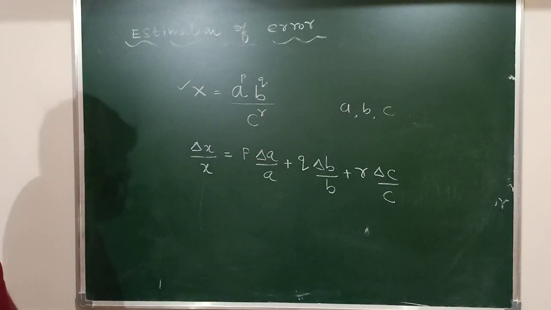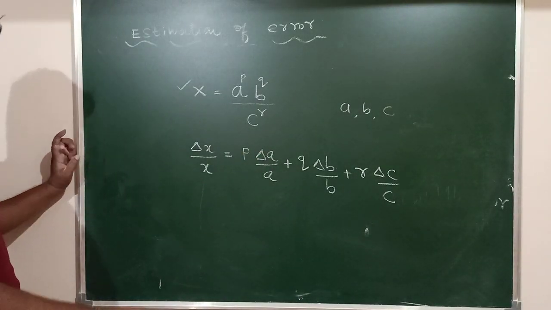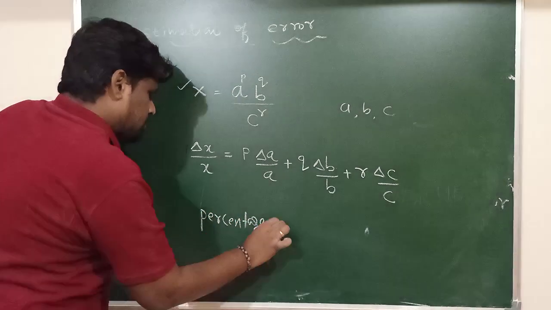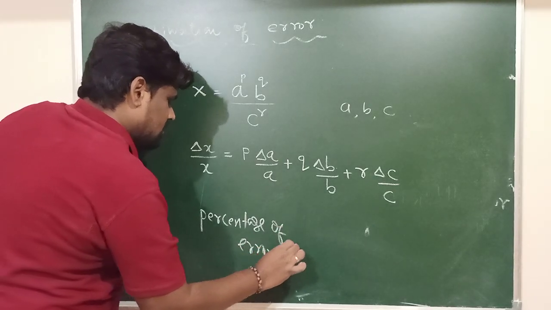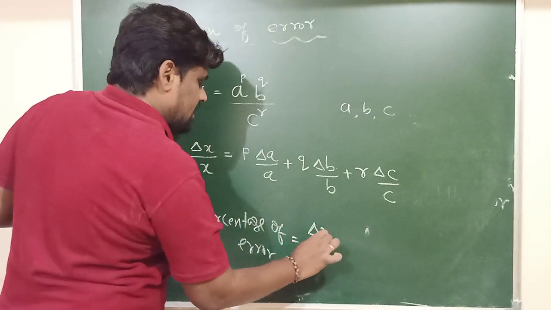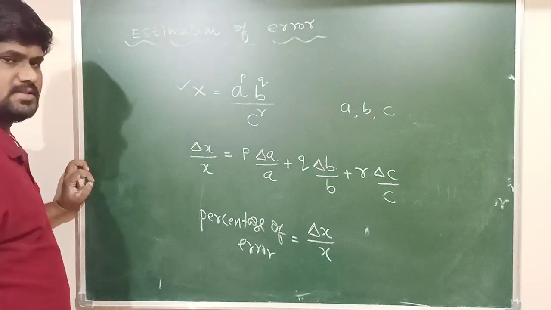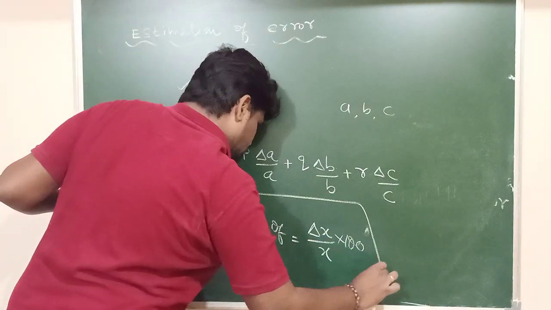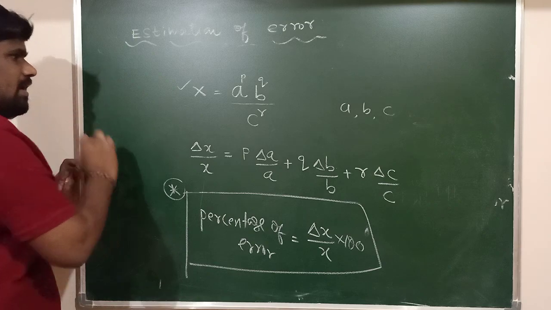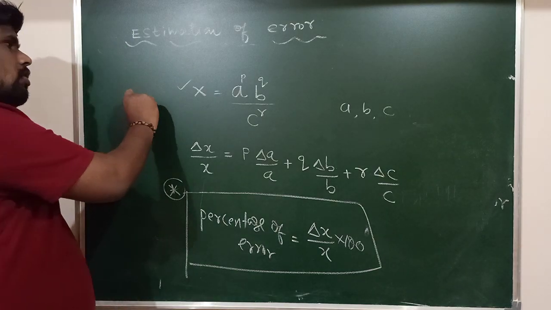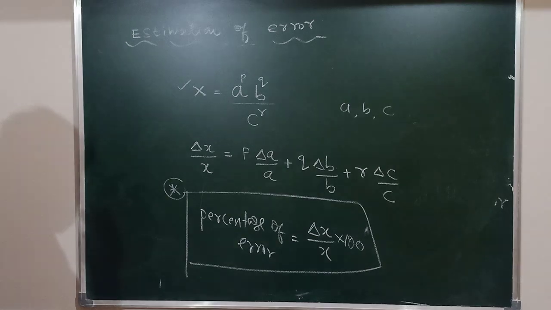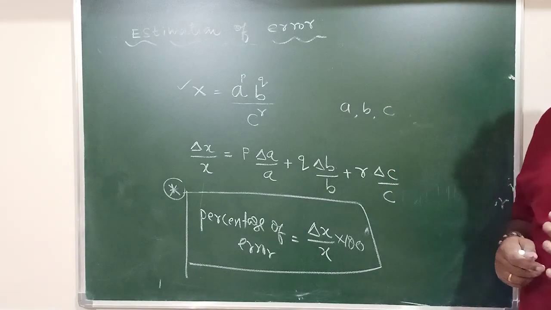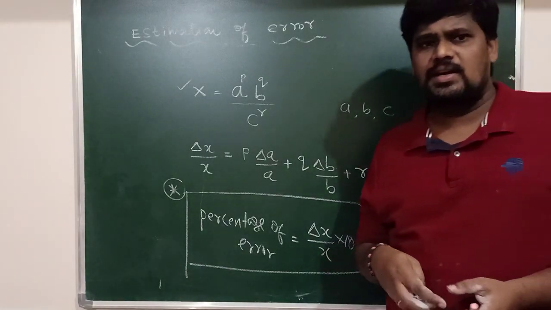Of course, you will get the value of the relative error. How to calculate the percentage of error? Say for example, if you want to know the percentage of error, it is equal to the relative error, which is delta x by x, multiplied by 100%. So this is how you are going to estimate the error in the measurement. This is the common concept or formula which is used to estimate error in the measurement of a physical quantity.